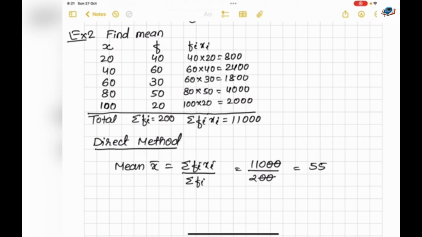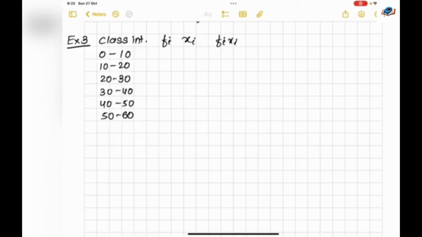Now, taking another example of grouped data. Grouped data means I will be given a class interval. Suppose 0 to 10, the frequency is 27, and then 10 to 20, it is 10, 20 to 30, it is 7, then 5, 4, and 2. So if I add them all, summation of fi will be 55.